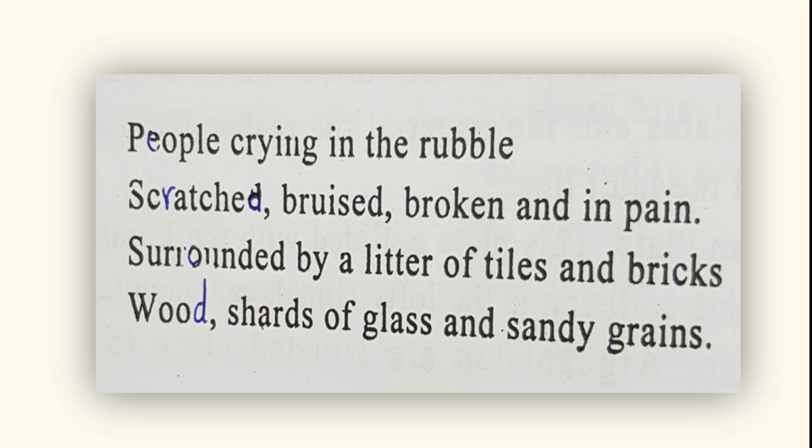And all around them, what is there all around them? What are they surrounded with? They are surrounded with litter of tiles and bricks, because the buildings have collapsed and there are broken pieces of bricks and tiles lying all around them. There is wood all around them, and there are shards of glass, broken pieces of glass, and sandy grains of cement and other broken items. So they are surrounded by a litter of tiles and bricks and wood and shards of glass and sandy grains.